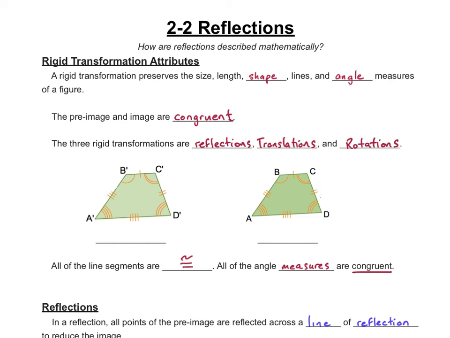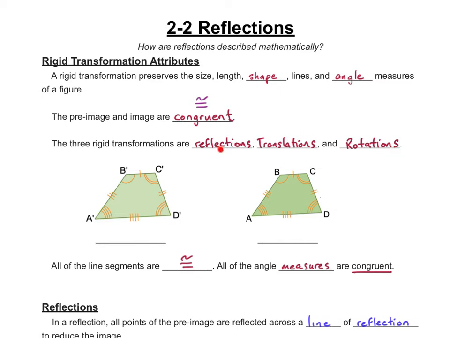And because everything remains the same, I started off with a pre-image, and my transformed new image are congruent. Everything is the same, and congruent, of course, means equal. Here I just want to remind everybody that we're going to use this symbol. That means congruent. So instead of writing congruent over and over again, we'll just use the symbol. And the three rigid transformations are reflections, translations, and rotations.